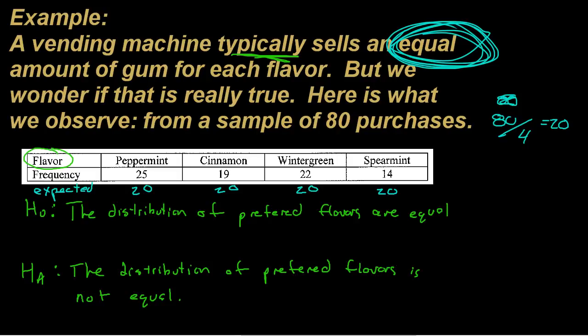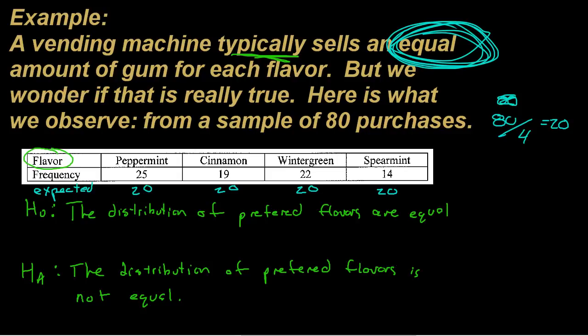But, right, this is what I hope you understand so far of all the AP stats you've learned: just because I see a difference doesn't necessarily mean there is a true difference, because this is just a sample. So yes, I'm not seeing these numbers match up. Cinnamon's pretty close, wintergreen's pretty close, peppermint and spearmint are a little bit off, but just because I see a difference in a sample doesn't mean there really truly is a difference.